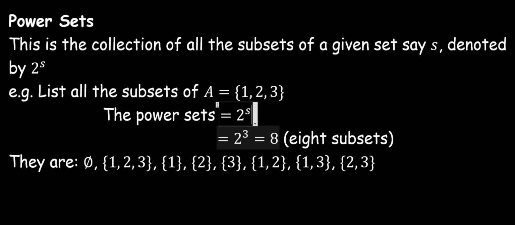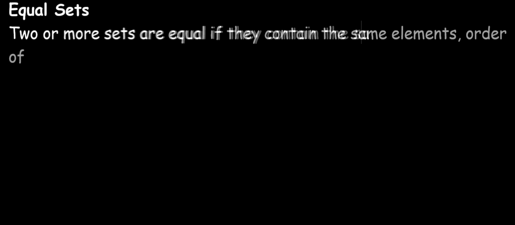The next terminology we are treating here is equal sets. Two or more sets are equal if they contain the same elements. Order of arrangement is immaterial.